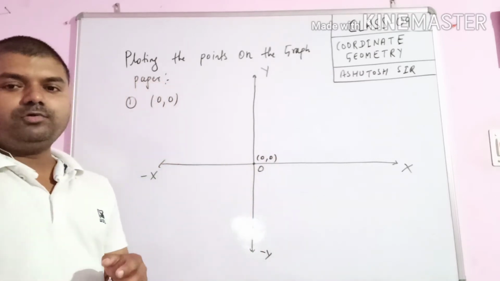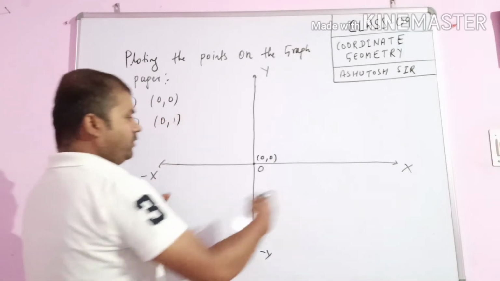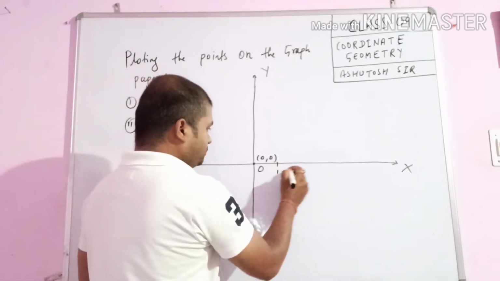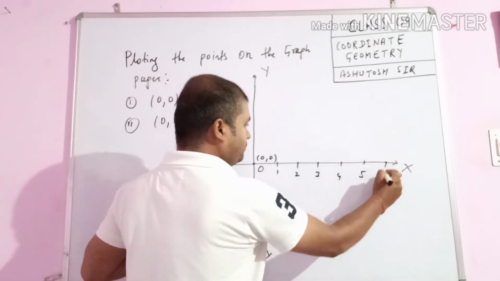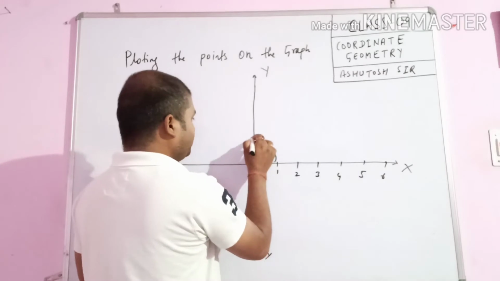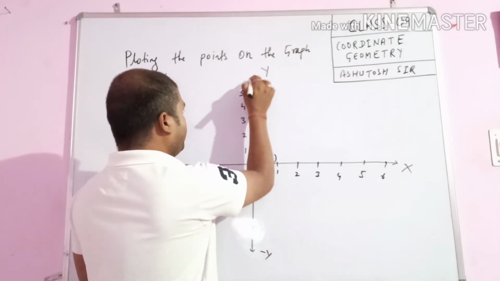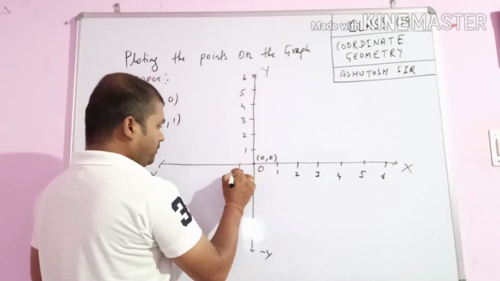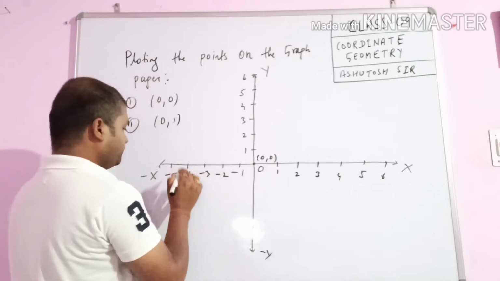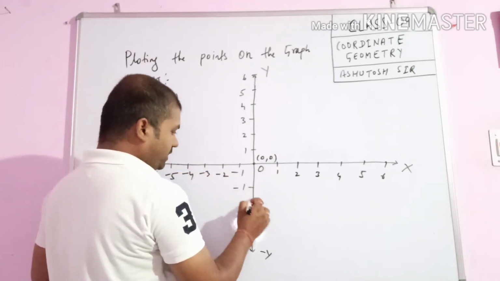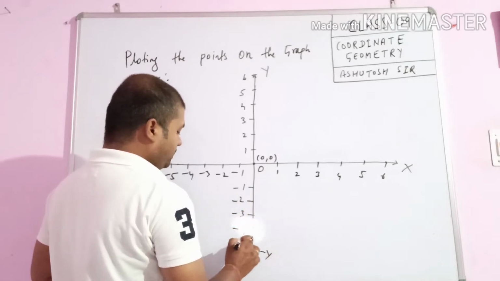Suppose you have to plot 0, 1. Number 2, 0, 1. Draw the points first: 1, 2, 3, 4, 5, 6 on the y-axis. Also for the negative side: minus 1, minus 2, minus 3, minus 4, minus 5 on the minus y-axis.